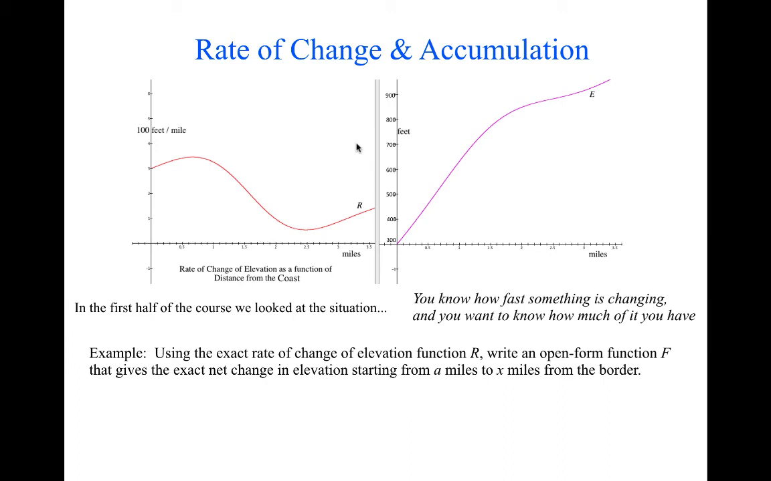But if I have this rate function and I want to use that to write a function for an amount, a net change, starting at a and going through x, what we talked about was, and we just did this again a moment ago, if I know a rate and I want to know what happens because of it, I can get an exact value from this. The approximate we did before the first test.